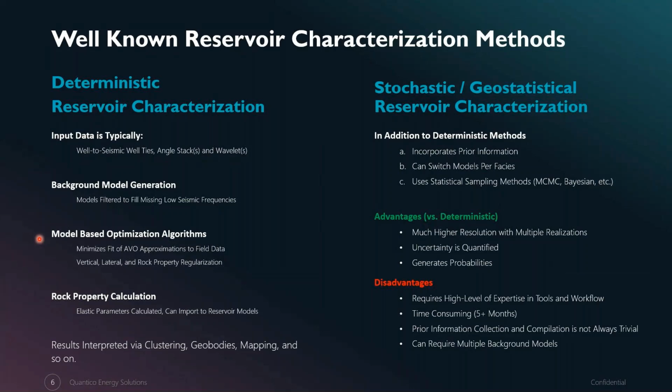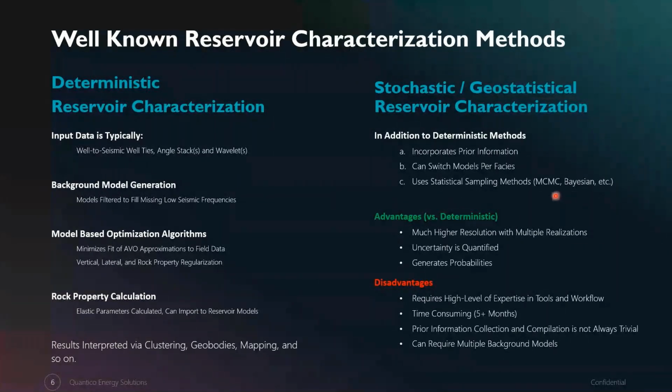And most of these algorithms utilize a model-based optimization algorithm. Some of them are Bayesian, some of them are frequentist algorithms. And finally, once we relate the seismic to rock properties that fit our models, we can compute more elastic parameters and interpret them. And stochastic methods, in addition to these, include prior information to guide the result. And there are some methods that can switch models based on facies. And most of these methods use Bayesian inference methods.